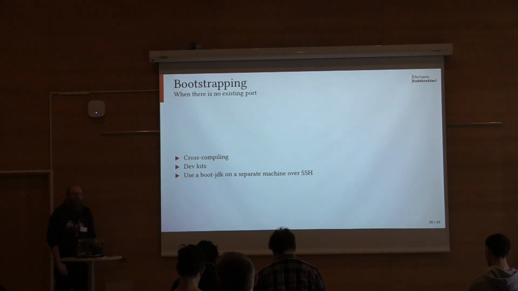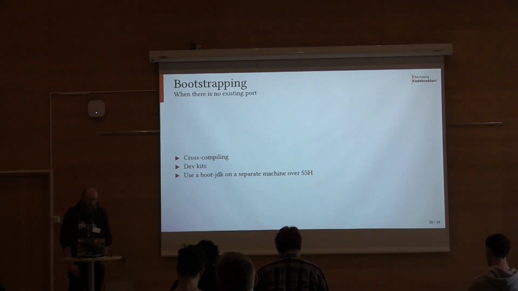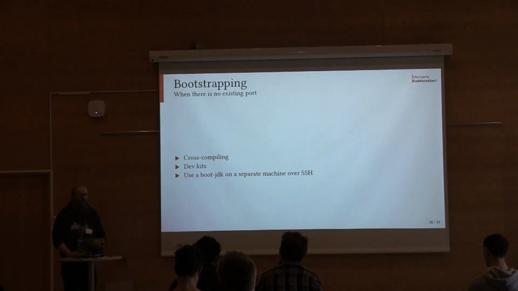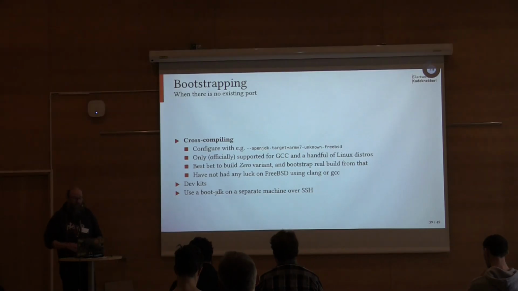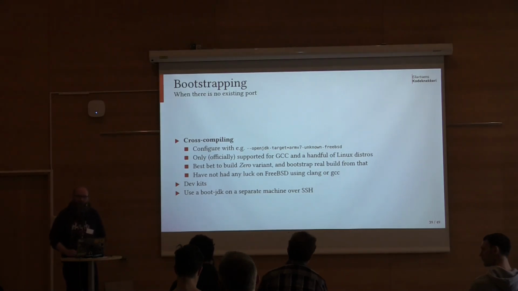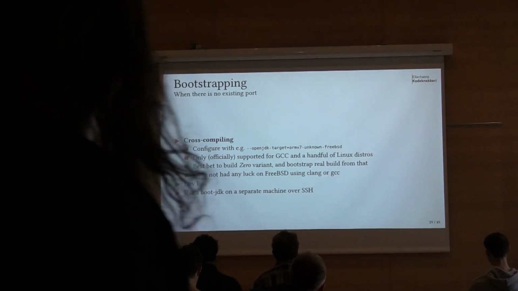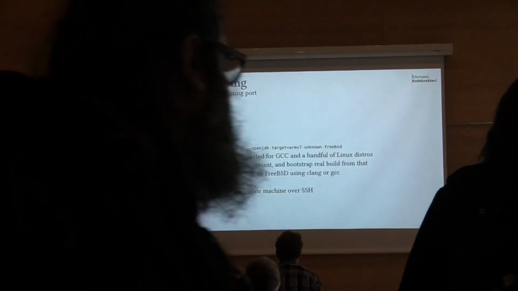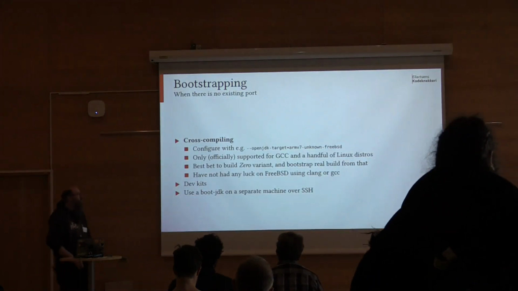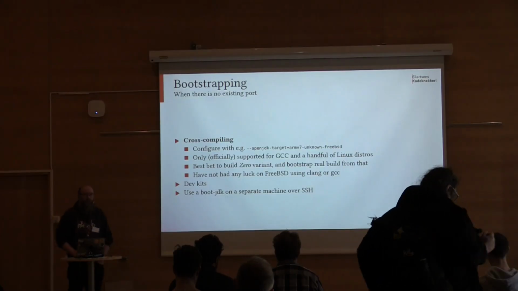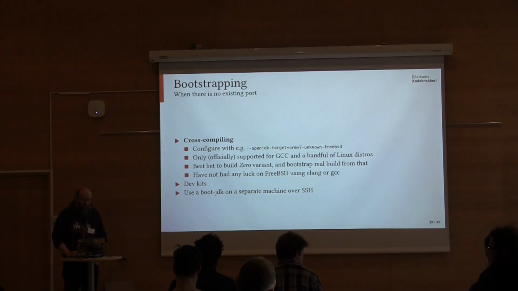But when there's no existing port, what do you do? There's essentially 3 options. Cross-compiling, there's something called devkits, and there's a rather hackish trick where we can forward JDKs over SSH to a separate machine. Cross-compiling is, if you can do it, the easiest. But it has some requirements, and it's not really that easy. But if it works, that's the easiest way to do it. You can just specify, like here, a different OpenJDK target architecture, and if all the dependencies and everything you need is installed, then you should be good.